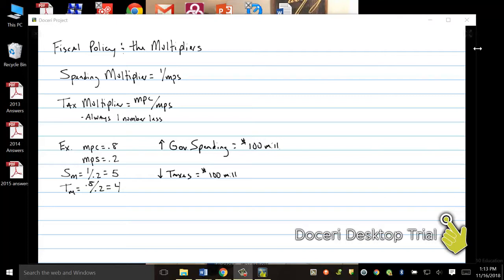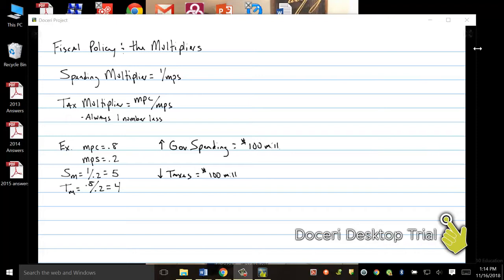So let's do some calculations and see how these spending and tax multipliers work. If we look at our first example here, we have an increase in government spending that is equal to $100 million. Well, we know that that $100 million is going to go into the economy and it's going to increase the GDP by 100 million. But we also know that that 100 million is going to multiply and increase the GDP by more than the initial amount spent, based on the multiplier theory that we talked about in Unit 3.